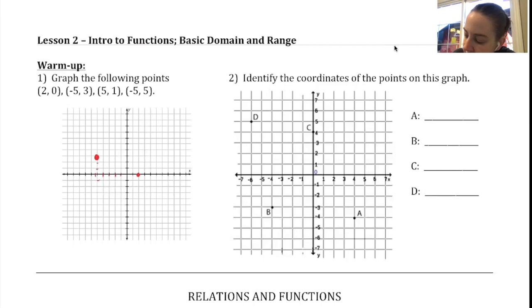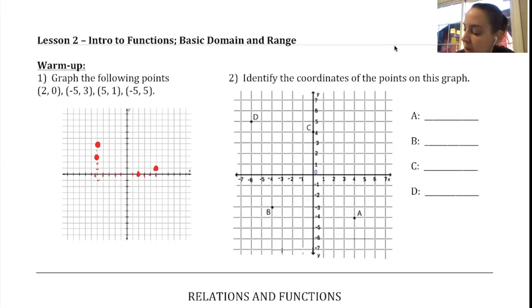So there's my dot. (5, 1) means right 5, so 1, 2, 3, 4, 5, and up 1. And (-5, 5) means left 5, 1, 2, 3, 4, 5, and up 5. 1, 2, 3, 4, 5. From what I could tell, you guys are all really comfortable with plotting points, which is terrific.